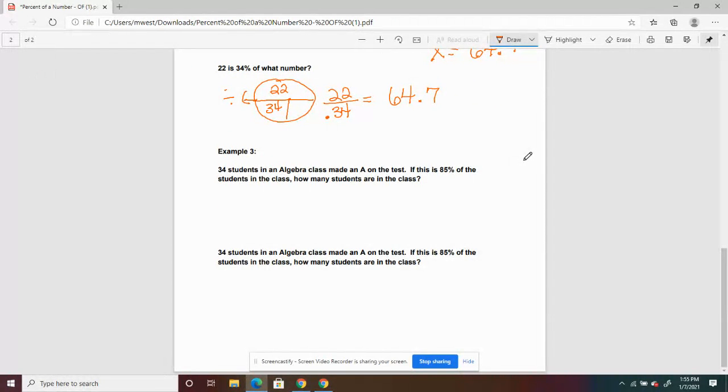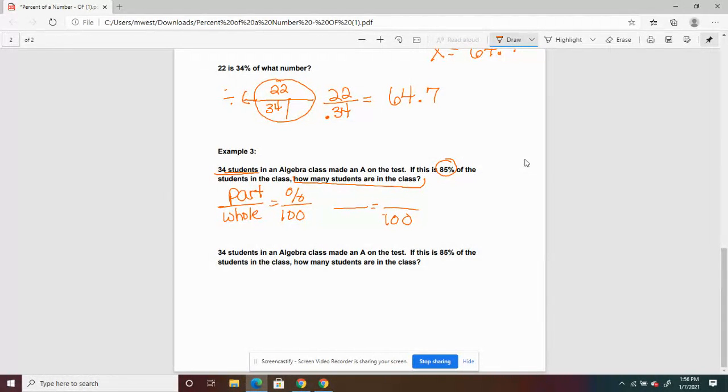And our last example is a word problem. Let me go ahead and put the formula down here, so I want to make sure y'all see that. That's the part over the whole is equal to the percent over 100. All right, 34 students in an algebra class, so we know that this is going to be important to us, made an A on the test. If this is 85% of the students in the class, here's the question: how many students are in the class?